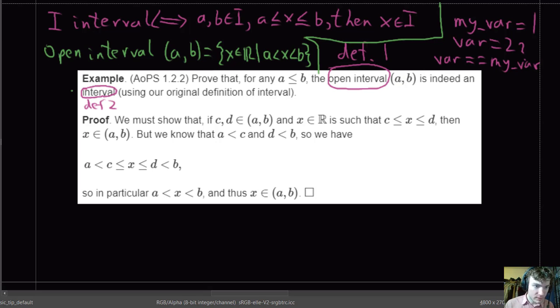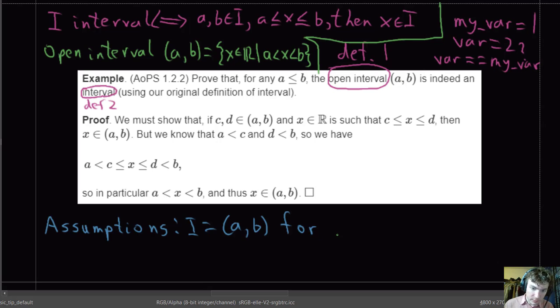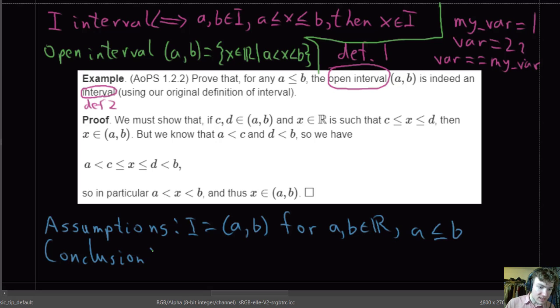Now maybe we can identify the assumptions and conclusion, although I'm running out of space, so I'll do it down here. The theorem is not phrased in a way that makes the assumptions and conclusion very clear, so we have to figure it out. The assumptions are: let I equal the open interval a, b. I'm just giving the interval a name. Here a and b are real numbers, and a is less than or equal to b. The conclusion is that this set I satisfies the definition of interval given above.